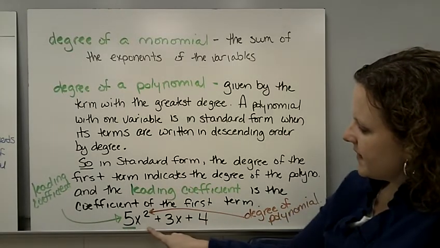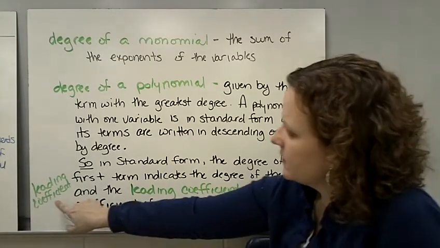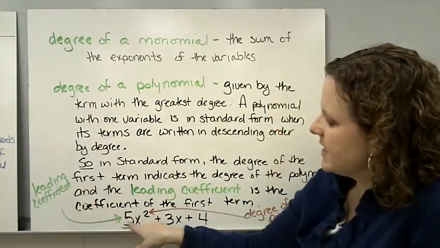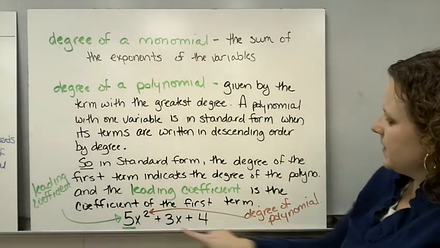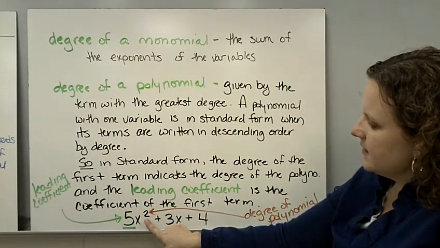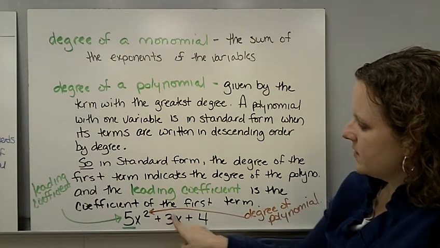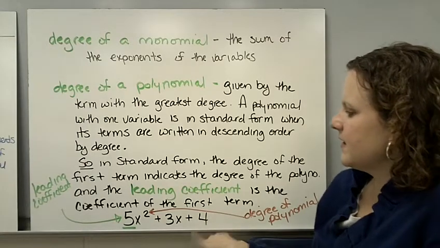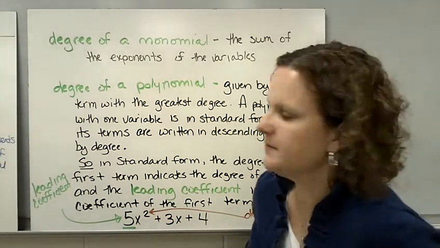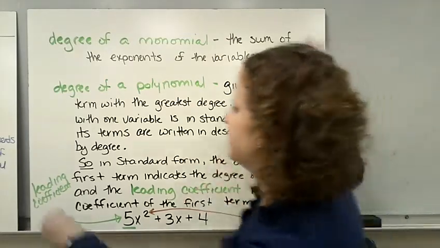Example, 5x squared plus 3x plus 4. That is your leading coefficient, 5. So that is the degree of the polynomial. Second degree, 5 is your leading coefficient. And this has 1, 2, 3 terms. And we are learning that is going to be a trinomial. And the second degree means that it's quadratic.